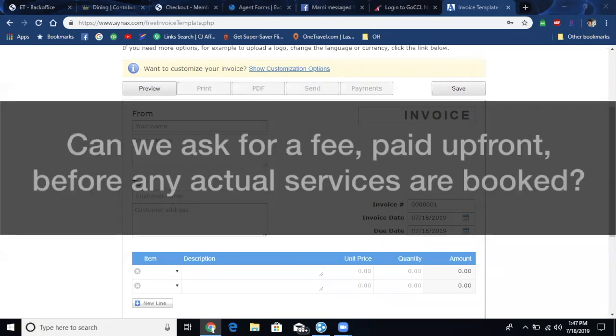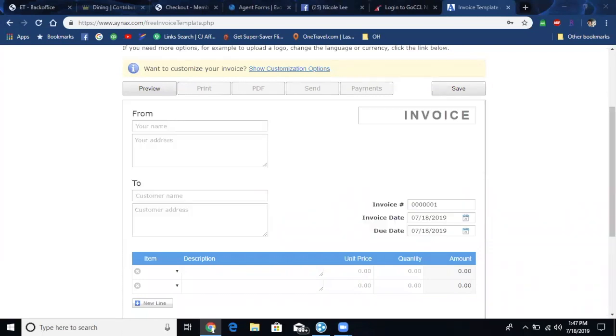Can we ask for a fee paid upfront before any actual services? I don't do that. That's weird to me. If any agent ever asks me that, you can, yes, and I know agents do it. It's everyone's style. It's what everyone does. They ask for, it's called a research fee. And that's because they do a lot of research for hours and hours for the client to go somewhere else and book.